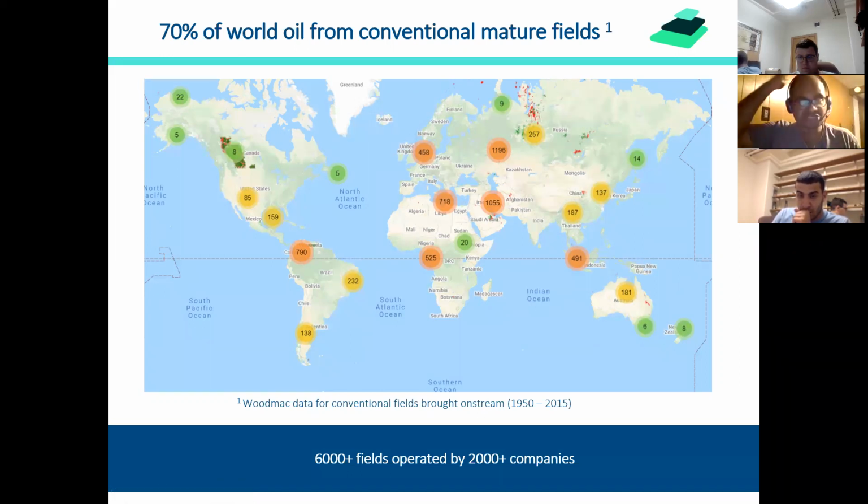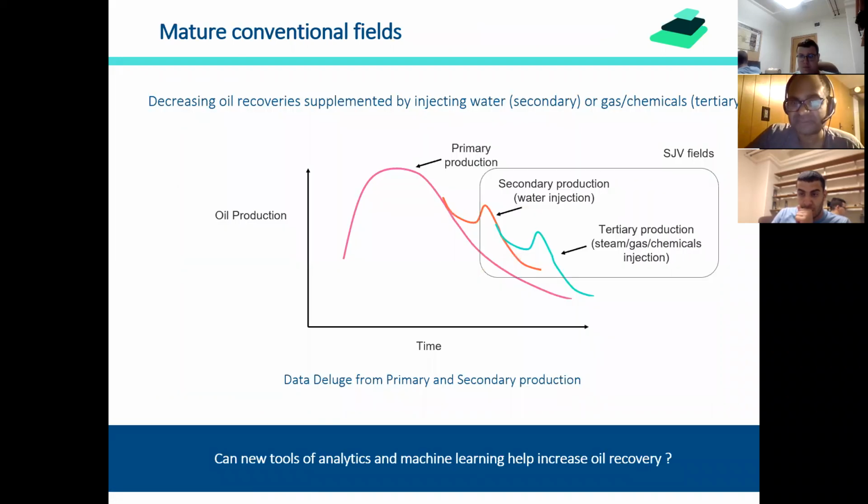And of course, they change hands, and you always have new players, and then there is consolidation in the industry. So in summary, the majority of the conventional oil fields are actually outside the US. But the reason they are significant is because 70% of the world's oil actually comes from these conventional mature fields.